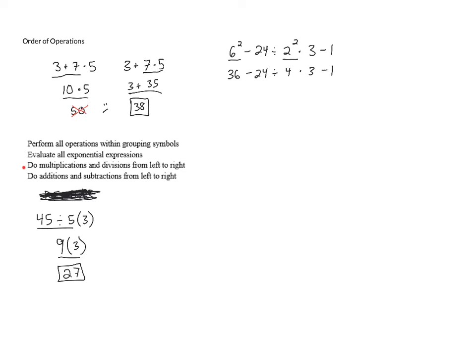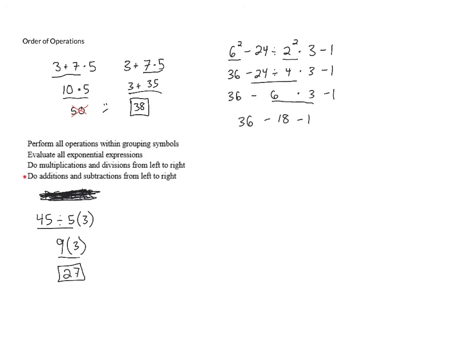Now we need to move on to multiplications and divisions. Which are we going to do first here? The multiplication or the division? Well, the answer is that we do the division first because multiplications and divisions go from left to right. So we need to take 24 and divide it by 4. That's going to give us 6. So we've got 36 minus 6 times 3 minus 1. After we do that division, we need to do the multiplication because multiplication comes before those subtractions. 6 times 3 is 18. So we've got 36 minus 18 minus 1.